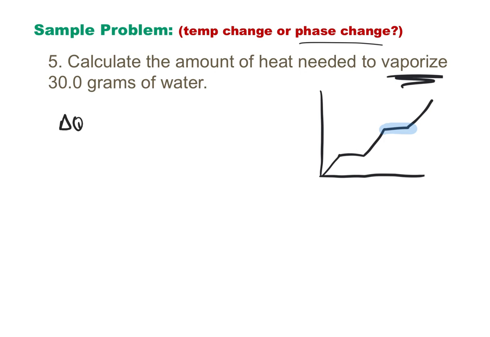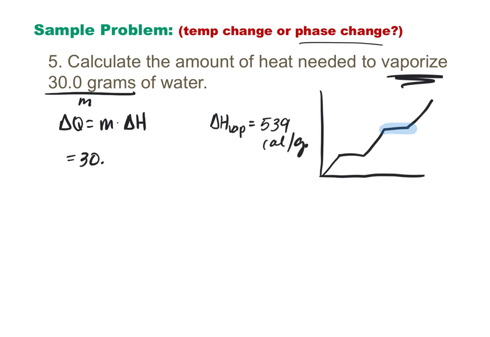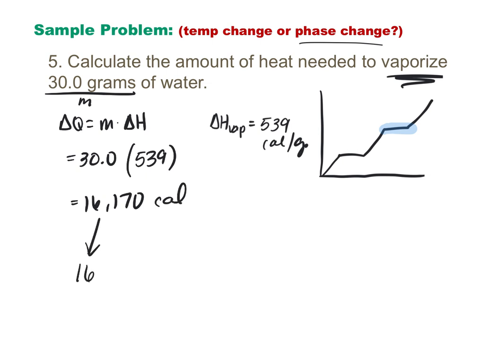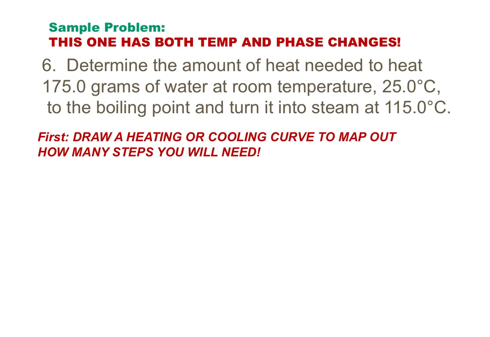So delta Q equals m times delta H. My mass is 30 grams. And my delta H for vaporization is going to be 539 cals per gram. So I just have to plug that in, 30 times 539, which equals 16,170 calories. Incorrect sig figs, that would be 16,200 cals.